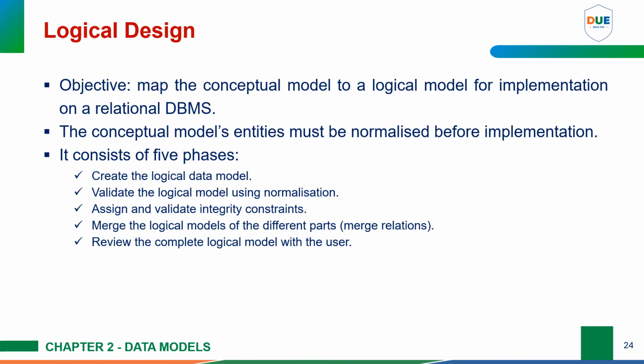The next level is logical design. Its goal is to transform the conceptual model into a logical model that can be implemented in a relational DBMS. Before mapping, the conceptual model must be properly normalized. Logical design has 5 phases: create and validate the logical data model, define integrity constraints, merge the models, and review the final model with users. The key point is that user feedback remains important throughout the design process.